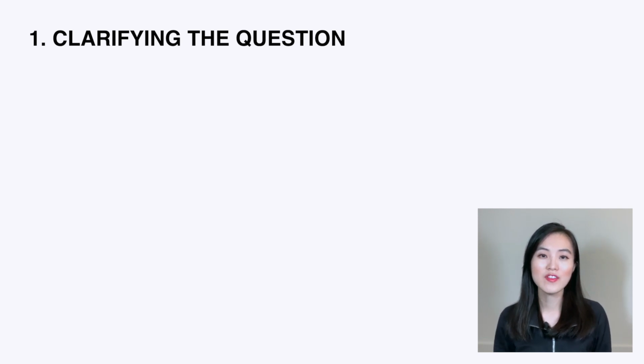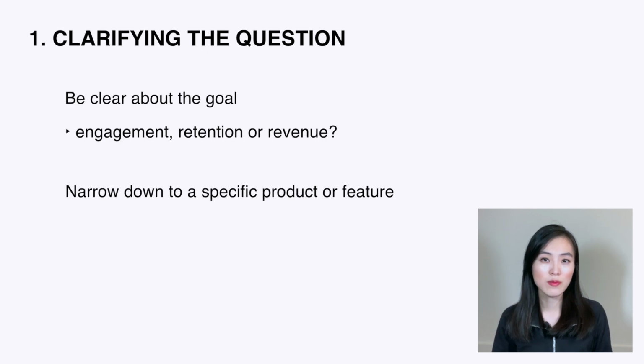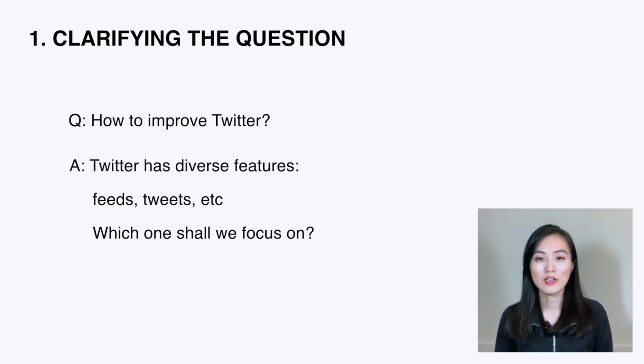This is very similar to other kinds of product questions we talked about before. It's important to narrow down the scope. At a minimum, we should be clear about the high-level goal of the improvement. Meaning, is it to improve engagement, retention, or revenue? Also, if the company has multiple products, we want to narrow down the scope to a specific product or feature we want to focus on. For example, if the question is to ask you to improve Twitter, you can say something like, Twitter has a diverse set of product features, such as feeds, tweets, and others. Which one shall we focus on?